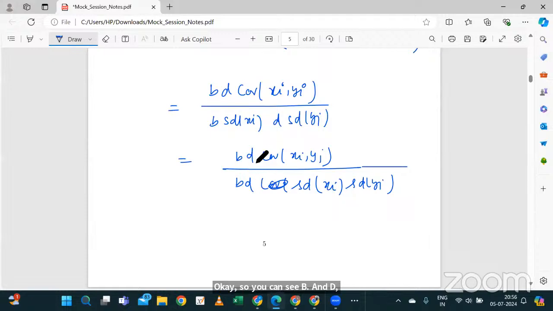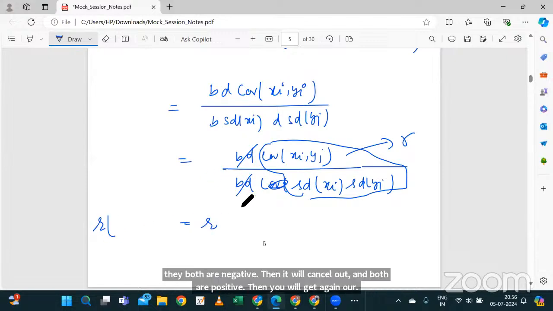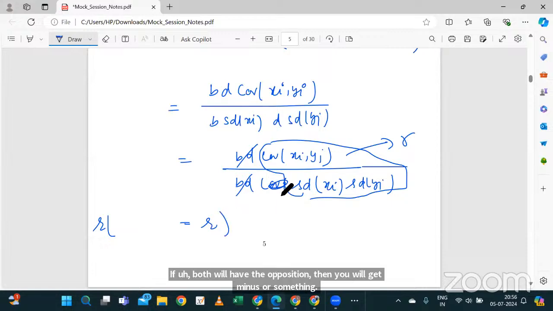If you take opposite sign, then what is this formula? This is R, right? Yes or no? Correct. So this will get cancelled out, but if both are negative, then it will cancel out, and both are positive, then you will get again R. If both have the opposite sign, then you will get minus R, something like that. Is this clear? Clear to all of you?